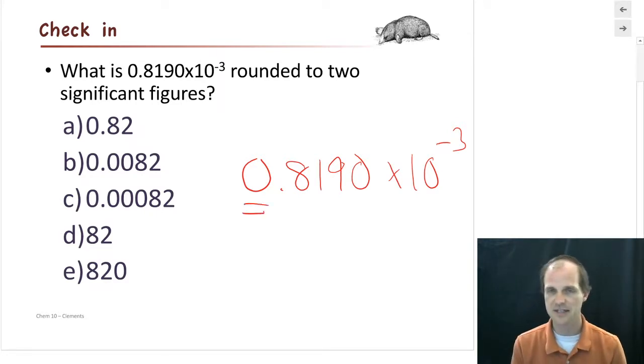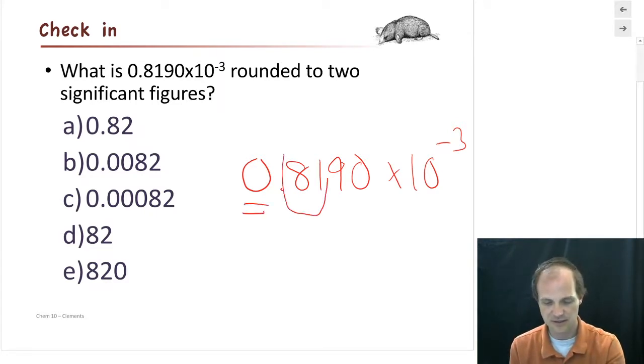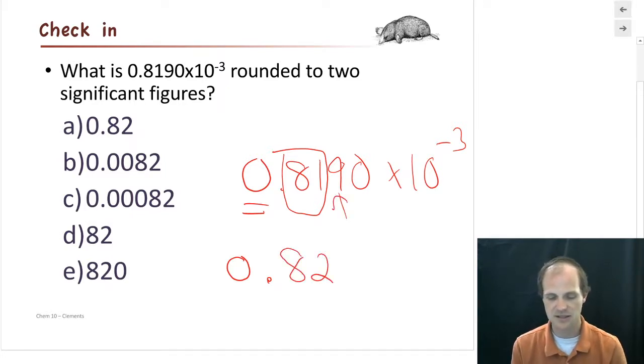That leading 0 is never significant, so I'm going to keep these 2 digits here. I'm still going to copy down my leading 0, and I'm going to copy down my decimal. I've got an 8, and then I round up because my next digit is a 9.